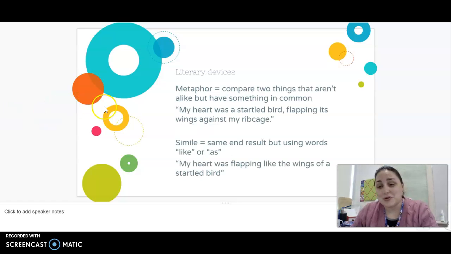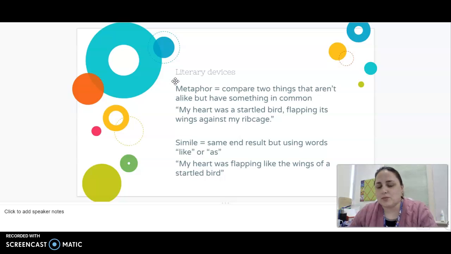Here are two others. I'm sure you guys are familiar with these, metaphors and similes. So metaphors are where you compare two things that aren't alike but have something in common. So my heart was a startled bird flapping its wings against my rib cage. So this one is where the heart is literally a bird, which it isn't, but it's making the comparison between the two. So it's not literally a bird, but they're comparing it to a bird directly.